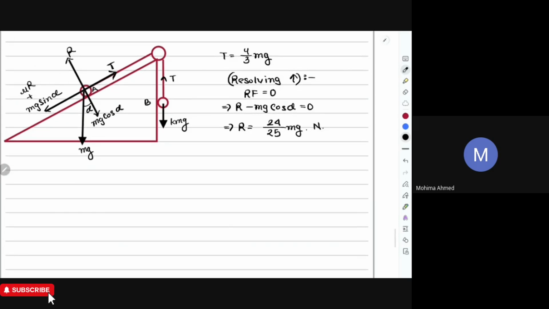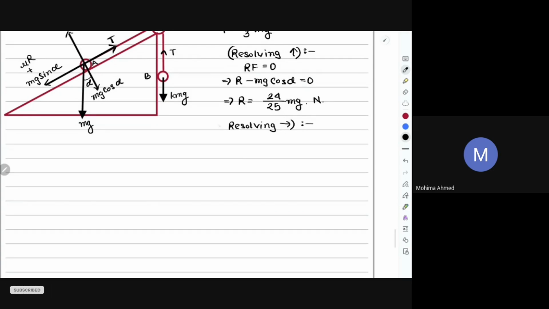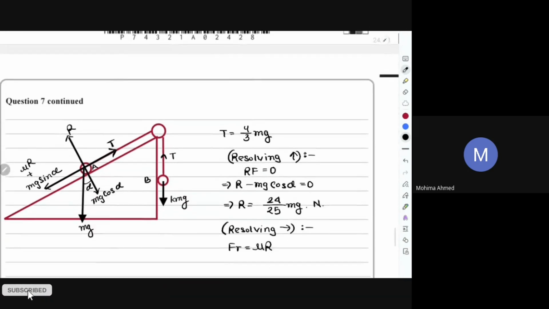Now, other than resolving vertical forces, we start resolving horizontally. Before we start with resolving horizontally, I have to work with the friction force, right? The frictional force is, by the way, always mu times R. The value for mu over here was, I think, 1 by 4 or 1 by 3. Mu is 1 by 3.